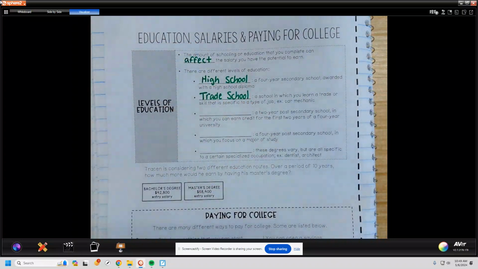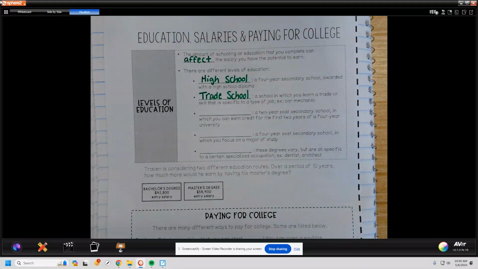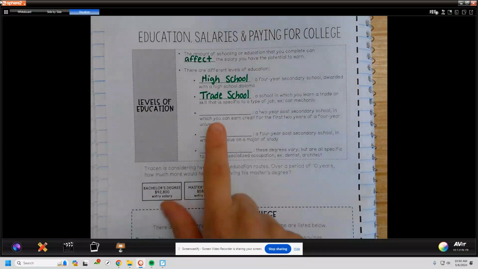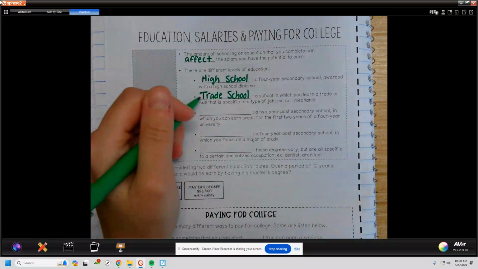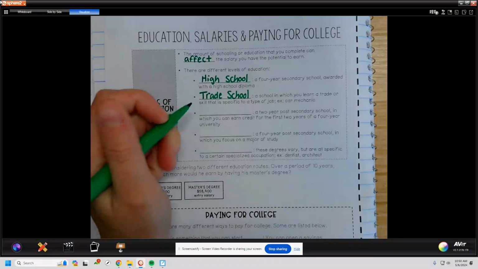So trade school is where you get trained on a certain skill or a trade. Different examples of trades might be if you want to be a car mechanic, or a carpenter, or an electrician, or a cosmetologist. So you want to do hair or makeup or nails, something hands-on. You don't necessarily need to go to college for that. You just need to go to a certain trade school where they teach you how to do that specific skill.